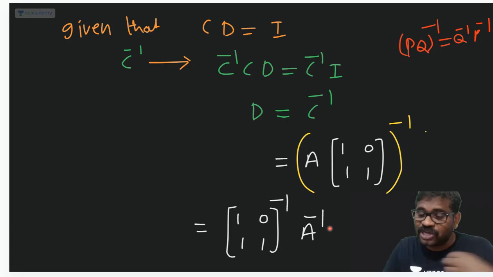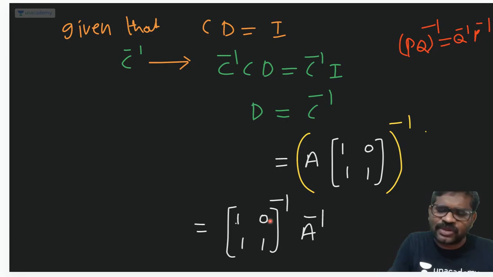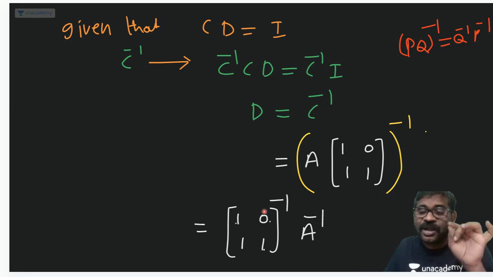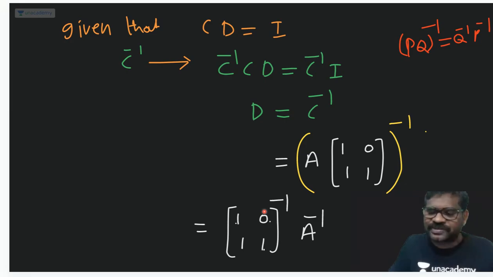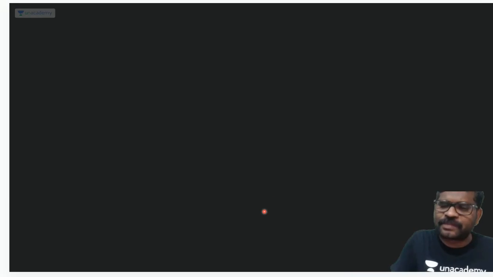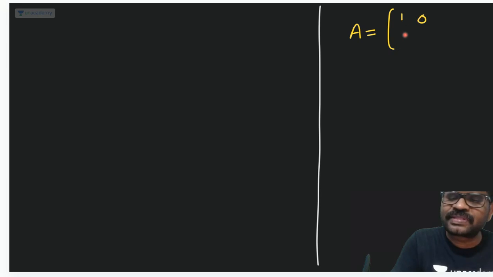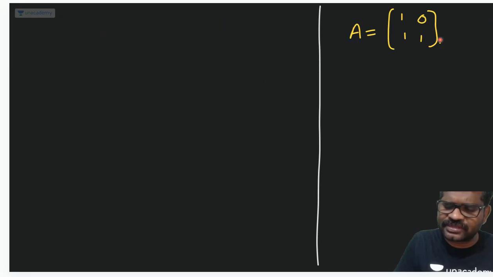Now our job is to calculate first 1011 whole inverse. How to get 1011 whole inverse? Yesterday I explained to you how to calculate the inverse of a 2 cross 2 matrix. Now I am calculating here the inverse of 1011. I should not write A, some matrix. I'll keep it like this.